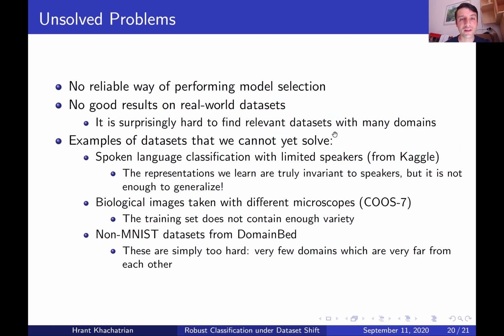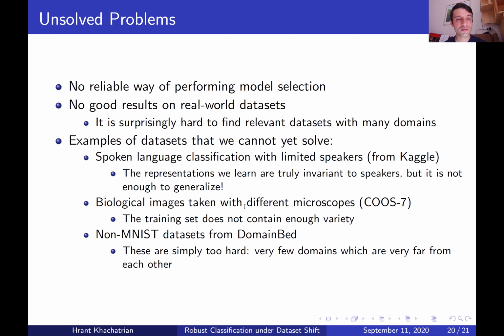Finally, I show you negative examples, the datasets that we tried to solve but couldn't. One was spoken language classification with limited speakers. So you want to classify which language is spoken in this audio, but you have very limited speakers for each language, like 5 speakers for English, 5 speakers for Spanish, and you want your model to not overfit on speakers, but focus on the language itself. And we couldn't do that with our algorithm.